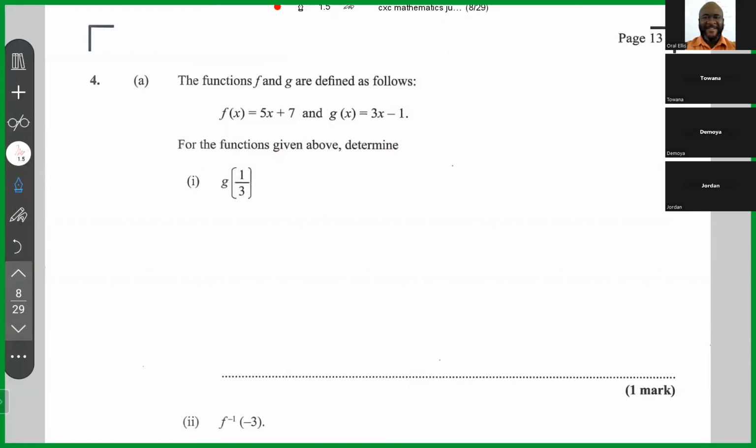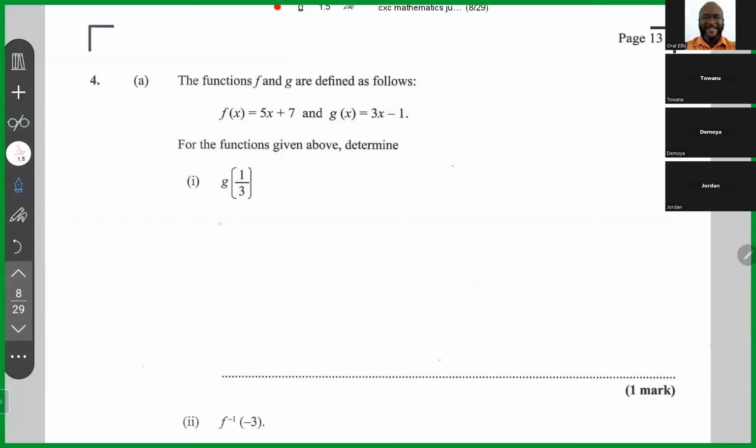All right, question number 4. It says, the functions f and g are defined as follows. f of x is 5x plus 7. g of x is 3x minus 1. For the functions given above, we're to determine g of 1/3.